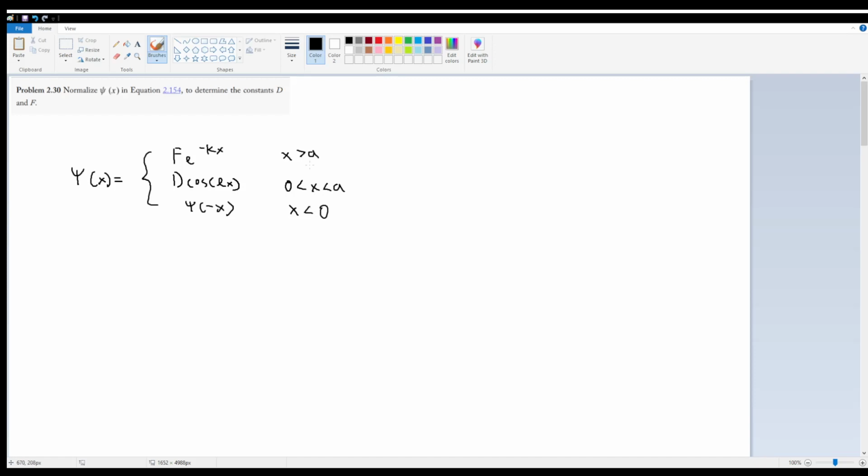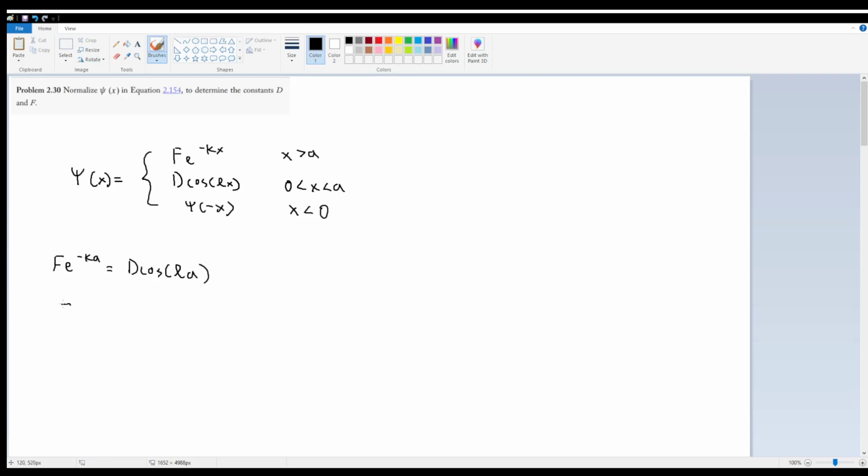So our goal is to determine the constants D and F in terms of all the other constants provided. To do that, the first thing we have to do is define everything in terms of a single coefficient, and then define that coefficient in terms of all of the constants. So let's express everything in terms of D. We have the continuity equation: at x equals a, F e to the negative ka has to equal D cosine of la.